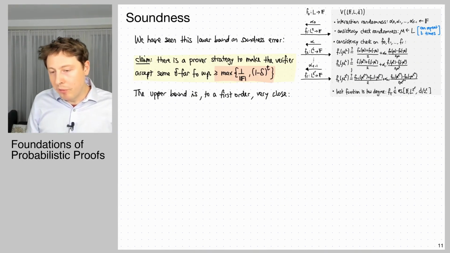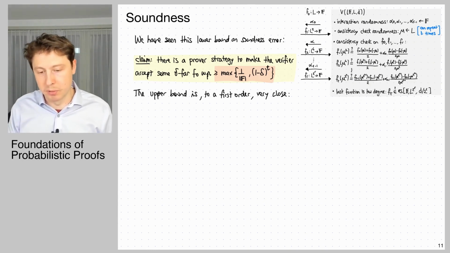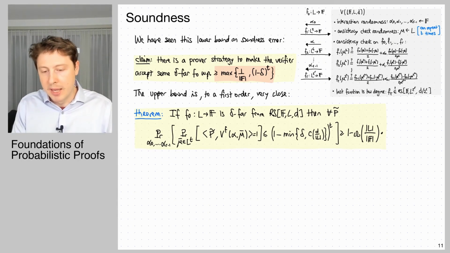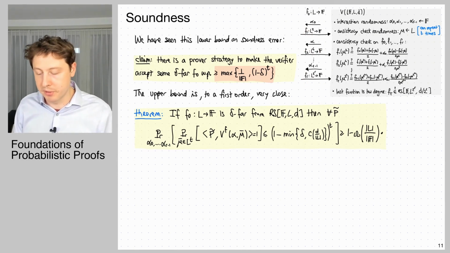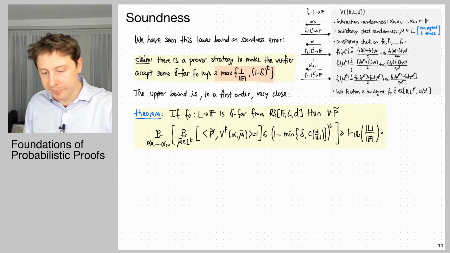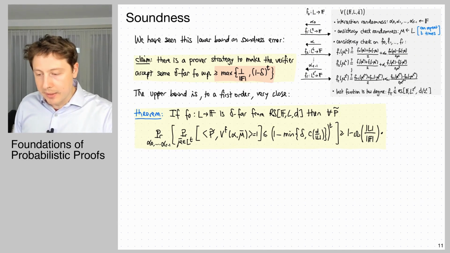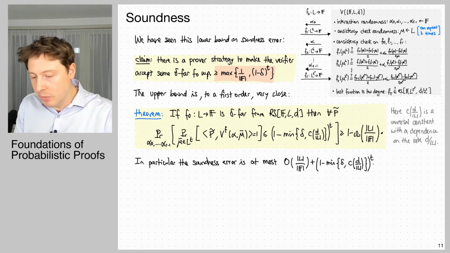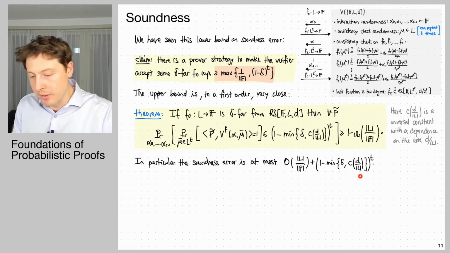The upper bound is, to a first order, pretty close to it, what we can prove. Here's the proof, and here's the theorem statement. Give me f0 that is delta far, and give me whatever malicious prover strategy. He gets to choose to send whatever oracles he wants through the interaction. Let me first write the corollary. The soundness error is at most, let's first focus here, this one.